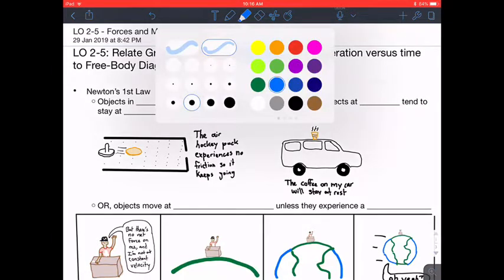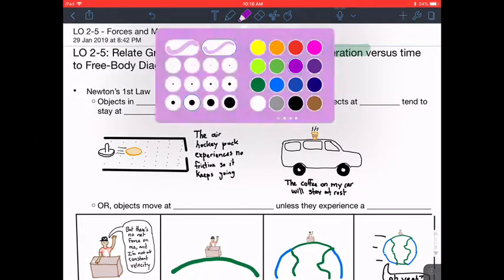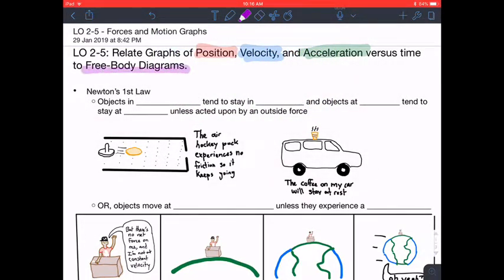You also learned a little bit about acceleration in learning objective 2-2. And then in learning objective 2-3, you were learning about free body diagrams. And you can see in this learning objective 2-5 that we're putting all of that stuff together. We're learning to relate graphs of position, velocity, and acceleration versus time to free body diagrams. All of this hinges upon one of Newton's 3 laws.